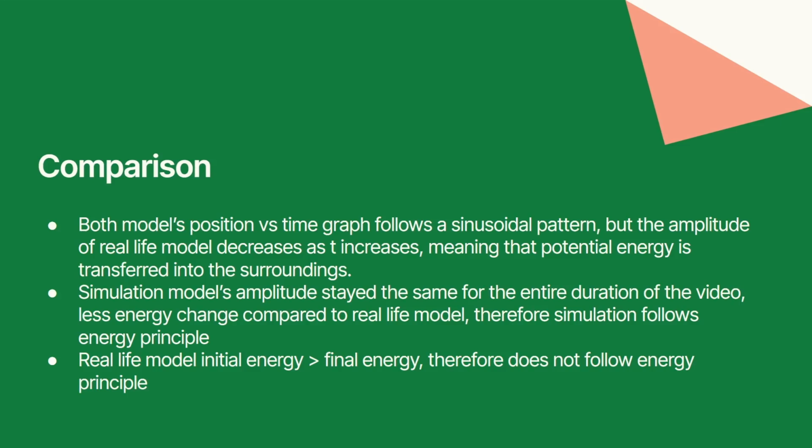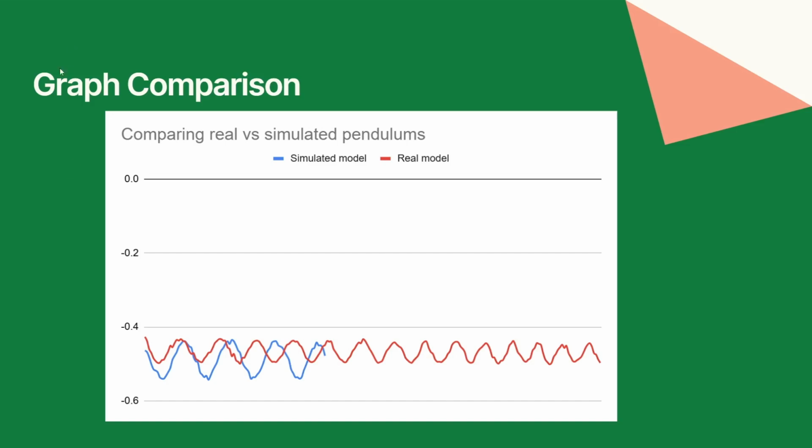Real life model initial energy is bigger than final energy, therefore it does not follow the energy principle, because if the model does follow it, the total energy should stay the same, but in this case potential is the total energy because we're only comparing the amplitudes. If they did not stay the same, then some form of energy is transferred to the surroundings and therefore does not follow the principle. So here's a graph for comparison. You can't really tell the difference of the real model decreasing, but there is a slight difference, and you can't really tell because of the scale.